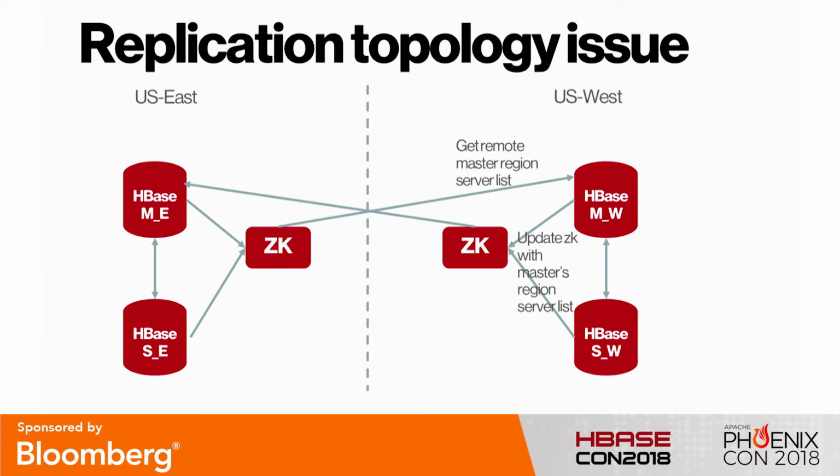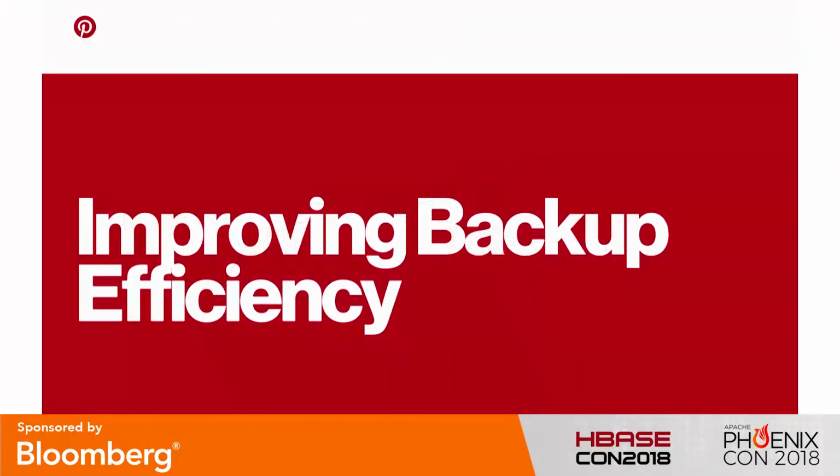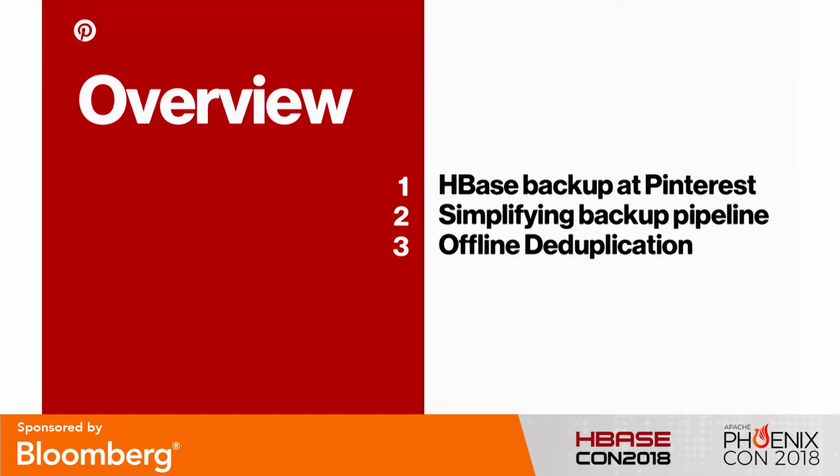Yeah. So next, Lianghong will talk about how he improved our HBase backup process at Pinterest. All right. Thanks, CJ, for introducing the multi-cell work. As another mechanism to improve reliability at Pinterest, we back up data periodically to S3. In my part, I'll first briefly introduce how we used to do backup at Pinterest, and describe how we simplified the backup pipeline. And at last, I will describe an offline deduplication tool that we developed to significantly reduce the S3 storage capacity.